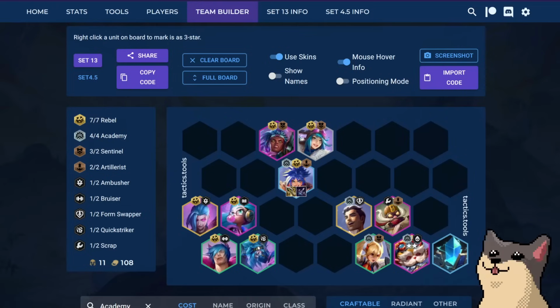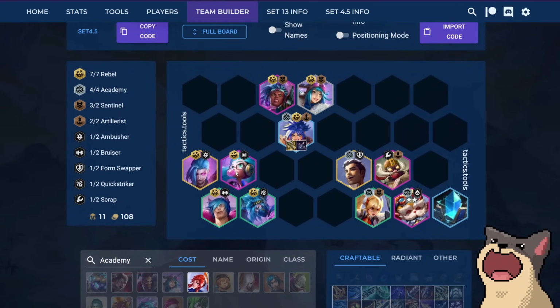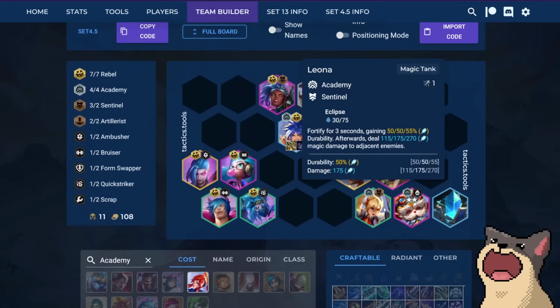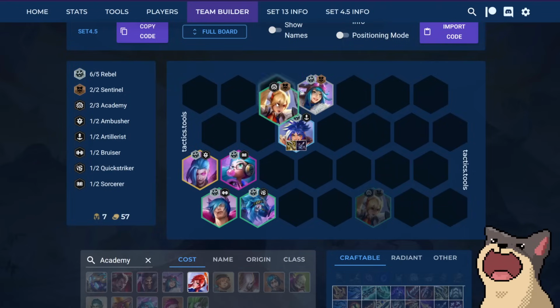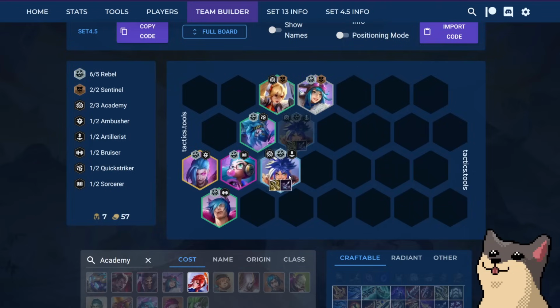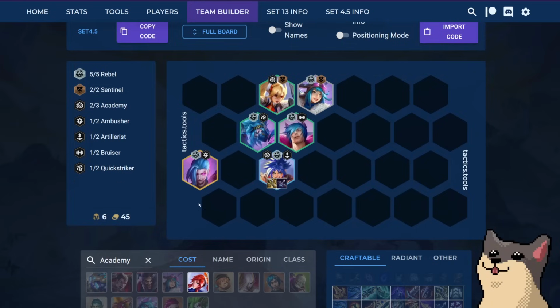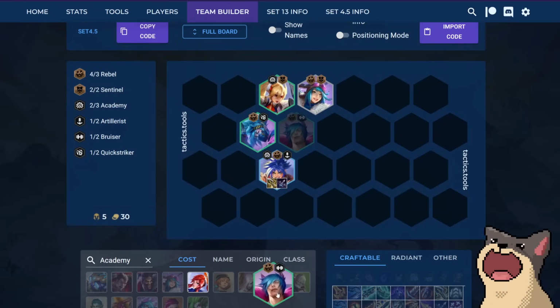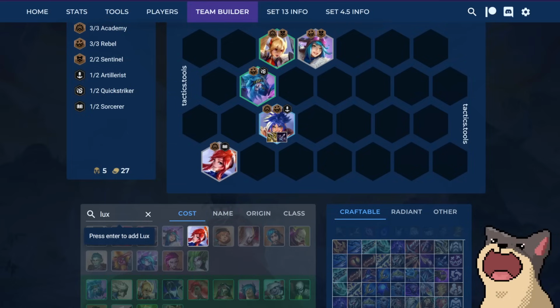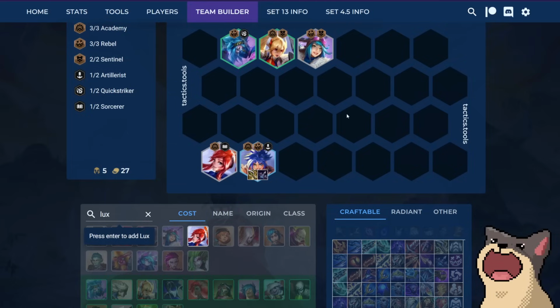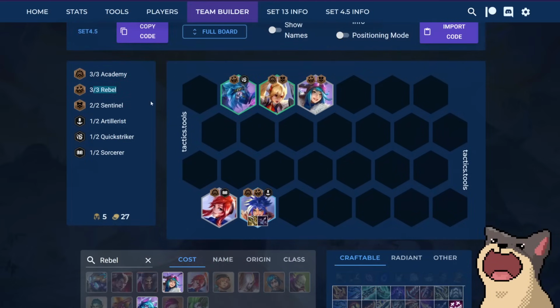But a lot of times, if you want to play around your pivot points, you want to prepare yourself in such a way that you can play around those points later. So for example, in your mid game, you might have something that looks like this as a board, right? Let's just say you have this, and a Lux. This is a board that you might run into: a Sentinel front line, 3 Academy, 3 Rebel, 2 Sentinel. Let's say this is your level 5 board.